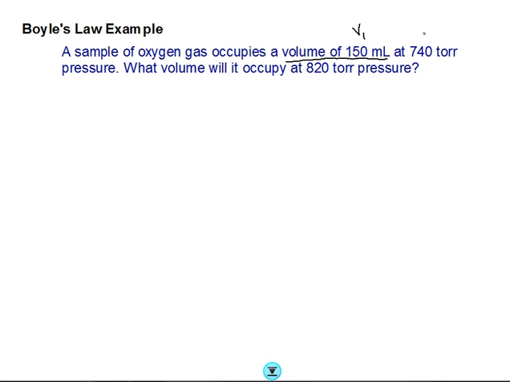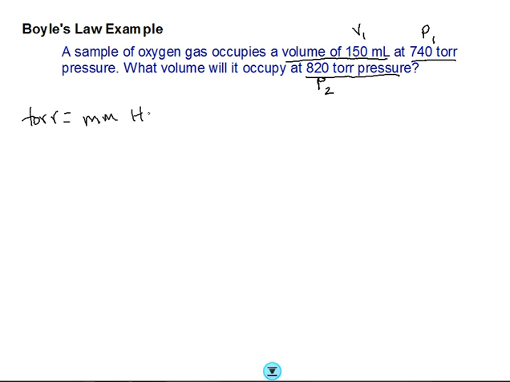Let's go ahead and start identifying what's going on in our problem. Oftentimes, the first numbers you see are going to be your P1s or your V1s, or the initial. Look for keywords like initial or originally or starts. Usually the numbers that you see towards the end of the problem are going to be your final or ending numbers. So my V1 is 150 milliliters, my P1 is 740 torr, and my P2 is 820 torr of pressure. And we're solving for what volume? We're solving for V2.